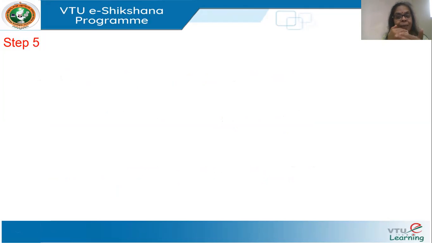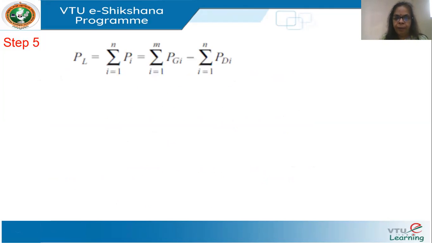Now, you calculate these in the fourth step. And then what do I do with it? So now let's just see here. I have my total loss in the system equal to the injected power, right? What is the total generation?